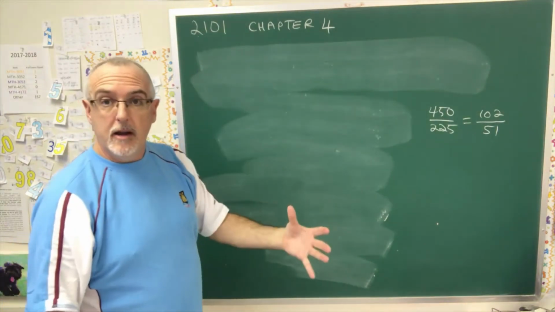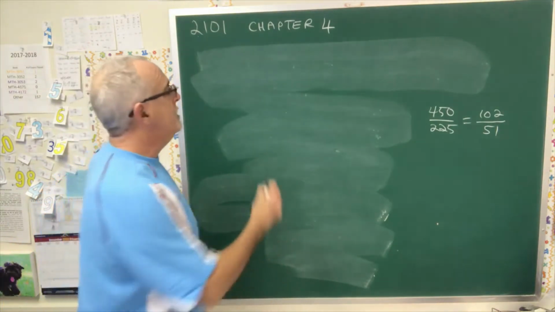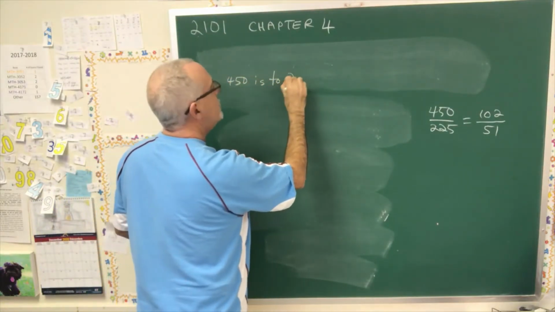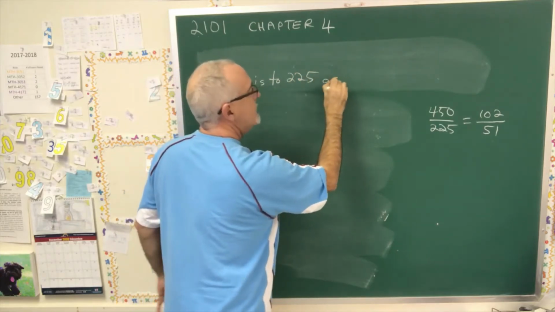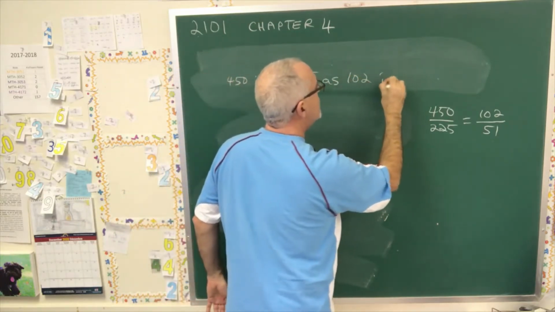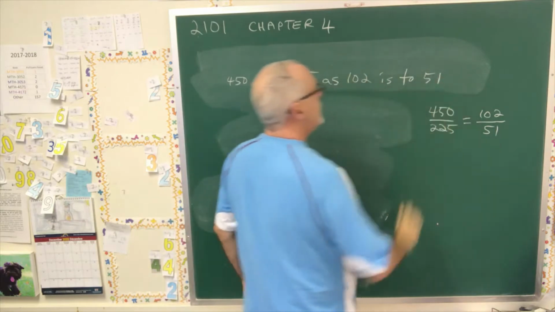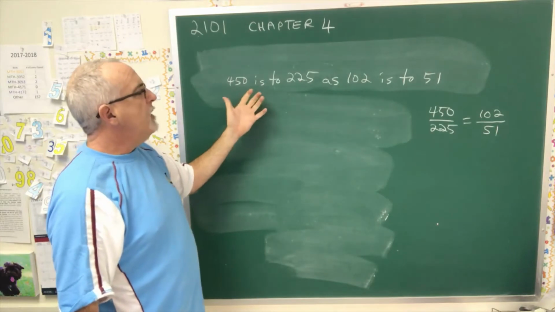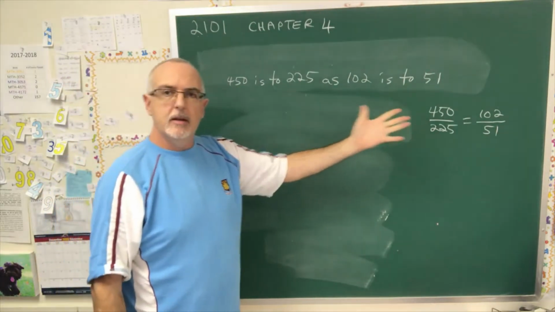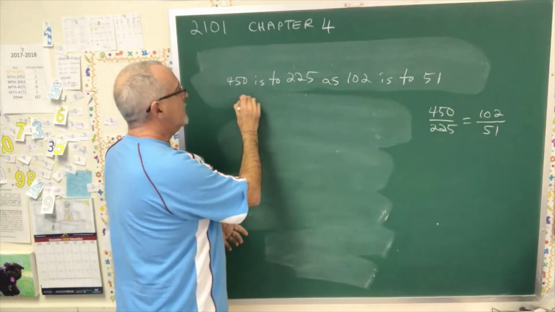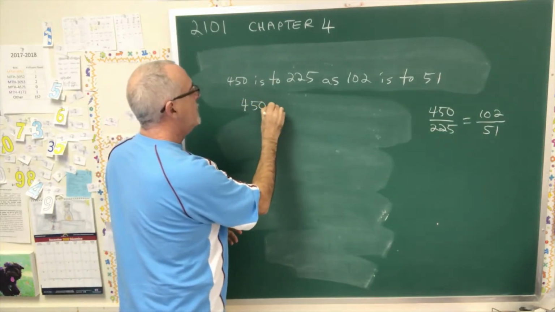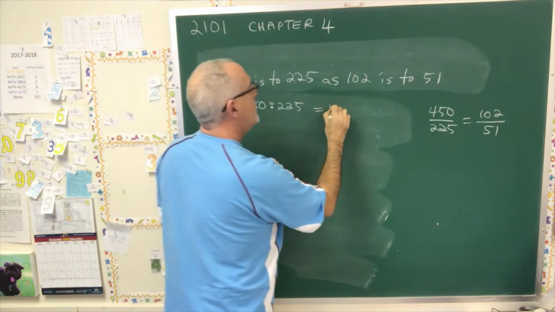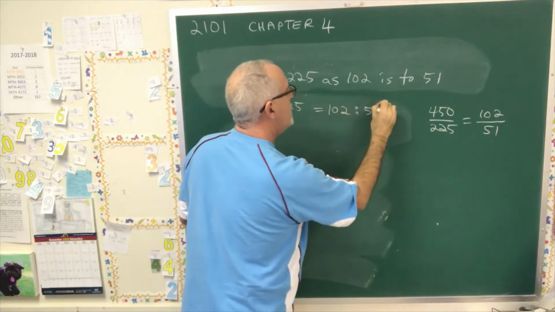A way of writing a proportion with words is to say 450 is to 225 as 102 is to 51. Students hate having to use words when they do math. So how is there a mathy way of saying the same thing? We can use the colon. 450 colon 225 equals 102 colon 51.